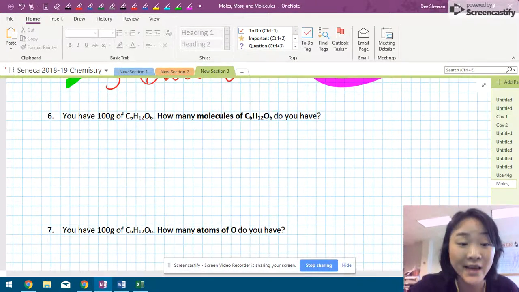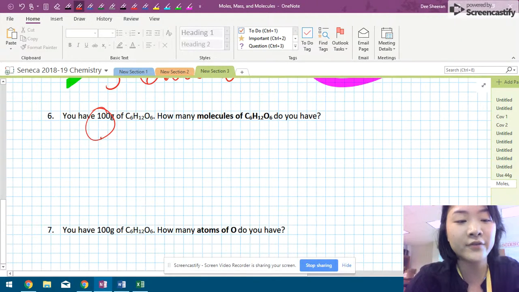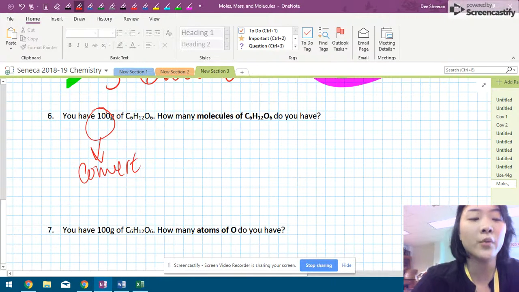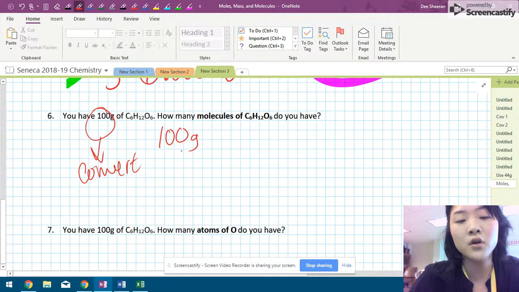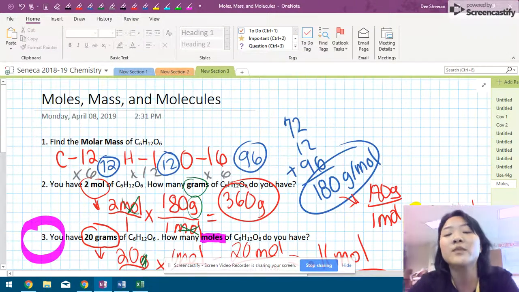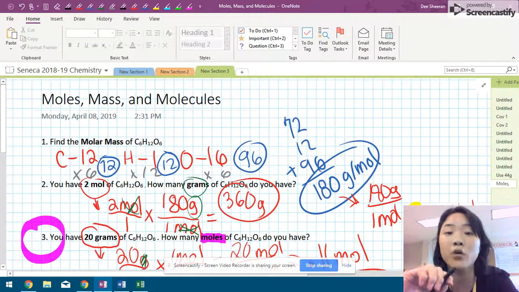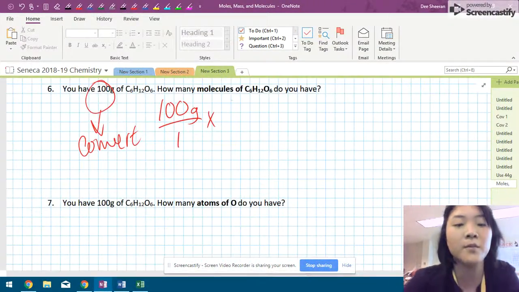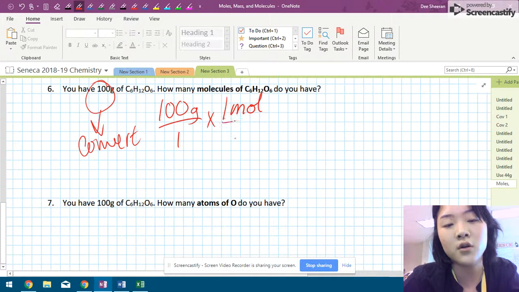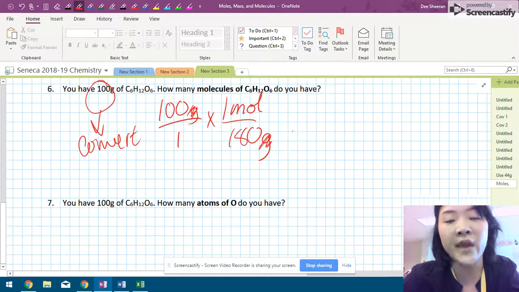So what we're going to do here is do the exact same thing. So I have 100 grams. I have to convert. And what you're going to do is do 100 grams over 1. Multiply it by your molar mass. My molar mass is 180 grams per mole. And because we are looking for moles, moles is going to be on top. So it's going to be 1 mole over 180 grams. Our grams are going to cancel because they're opposite of each other. We're looking for moles, and that's what we have, so we know we did it correct.